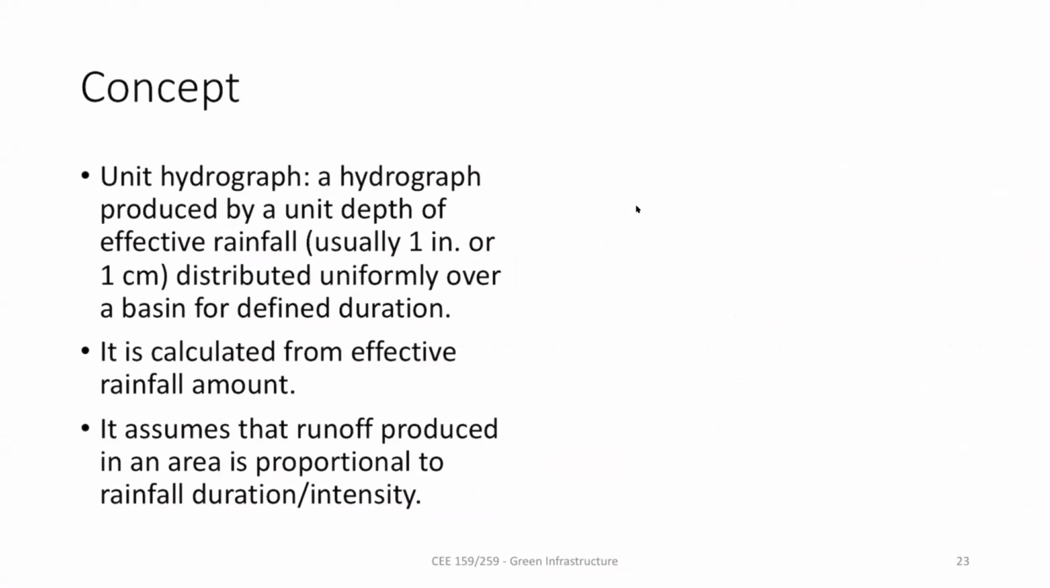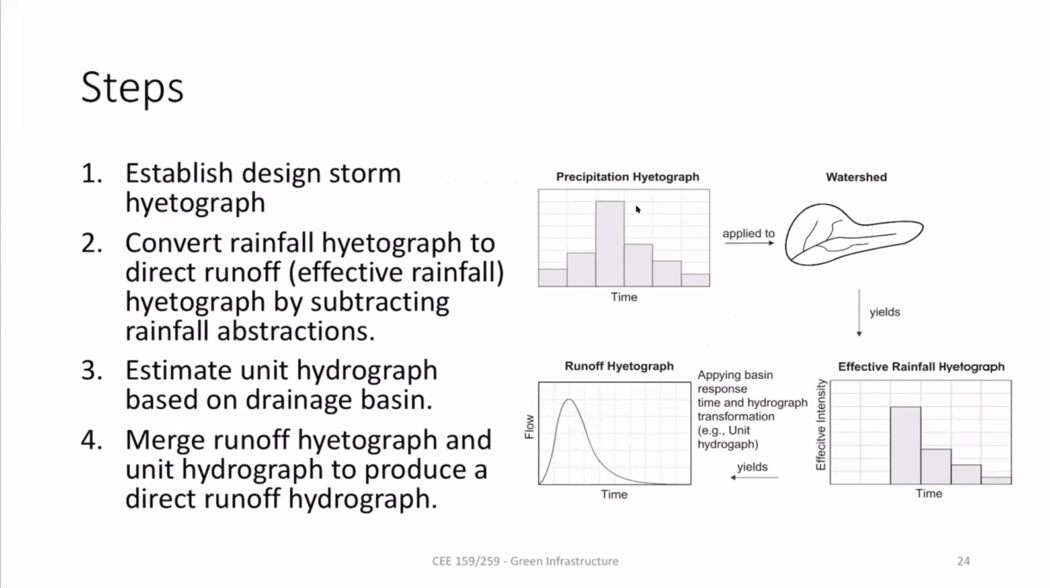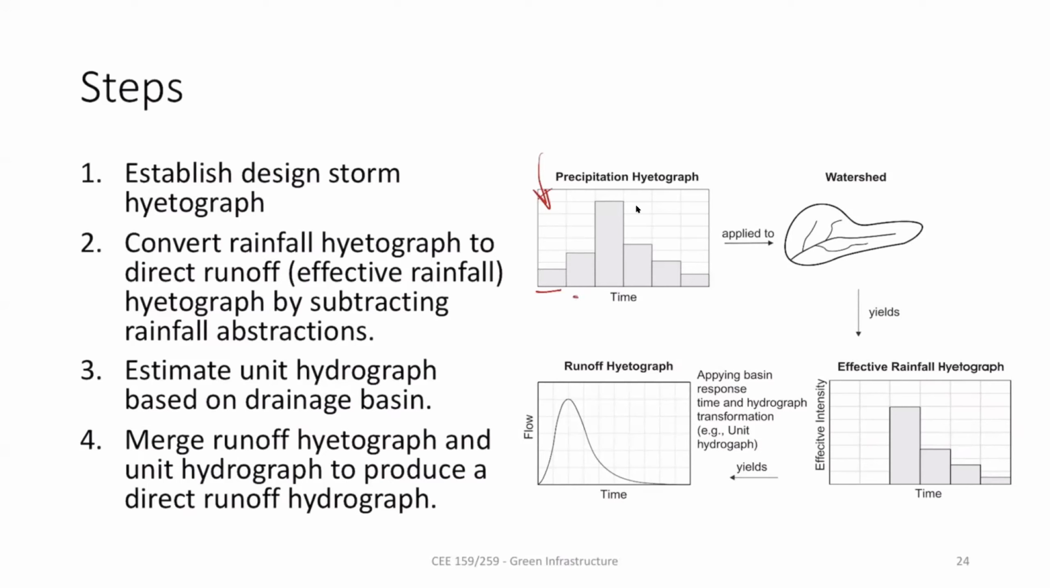It assumes that the runoff produced in an area is proportional to the runoff durations and intensity. It is calculated from effective rainfall amount. Once you see this one, you'll understand it. The very first thing is you'll see this kind of rainfall. Your goal is to calculate the response or runoff based on this rainfall. As you see, these are different rainfall intensities, very different for each different duration. Imagine nothing happened, only that rainfall happened, only this one.